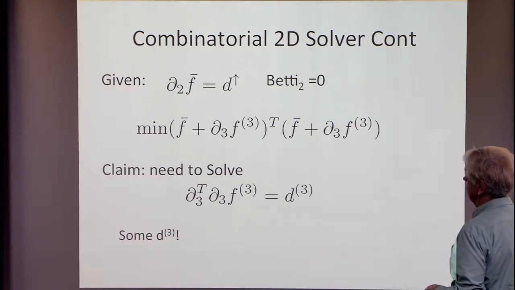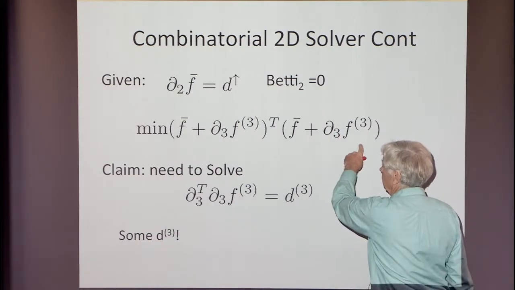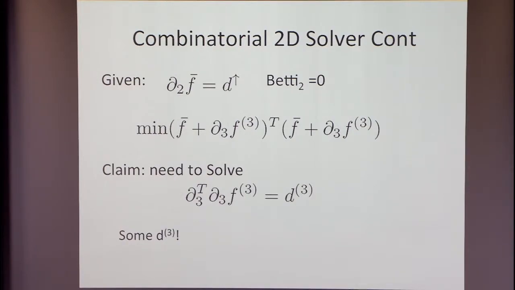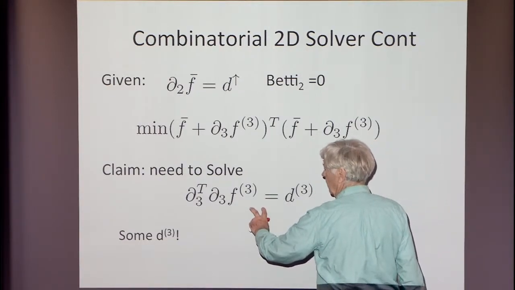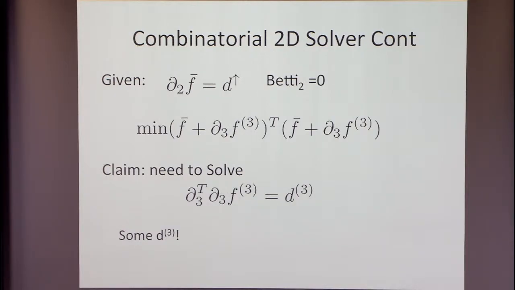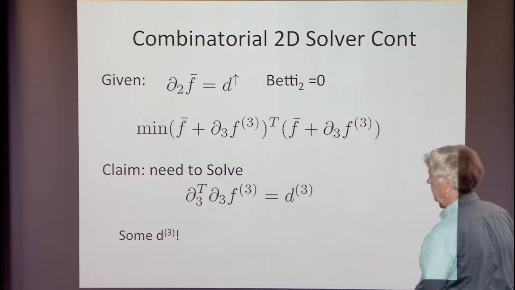demand, circulation. Let's assume that Betty 2 is 0. Then really we're trying to minimize this equation. Okay? Good. And what I claim then is that minimizing this corresponds to solving an equation that looks like this. Okay? For some D3. Okay? So let's see that.